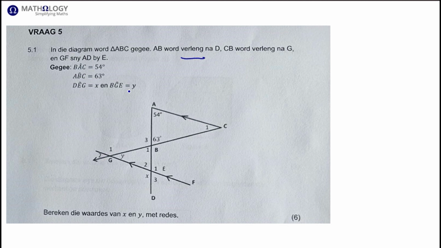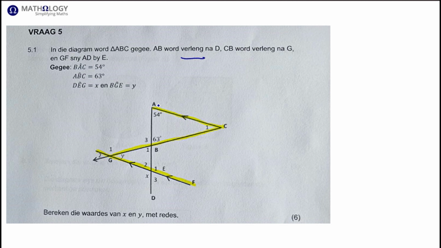BAC is 54 degrees, ABC is 63 degrees, DEG is X, and angle BGE is Y. We're required to find, with reasons, the values of X and Y. Okay, we've got parallel lines, so the first thing you should always do is use a highlighter and mark these parallel lines. It's important because the geometry will reveal itself far easier if you make markings on the diagram.